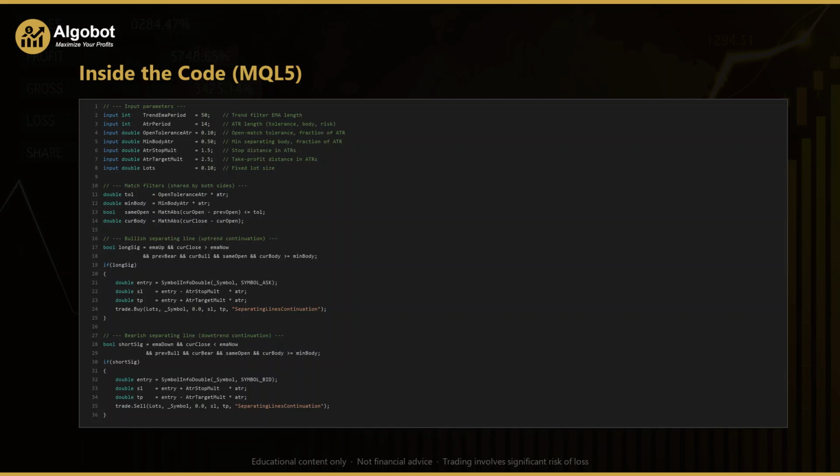The short block, short sig, is the mirror image. The average is falling, the close is below it, the prior candle was bullish, the current candle is bearish, the opens still match, and the body still clears the minimum. Here the code reads the bid price, places the stop above entry, the take profit below, and calls trade.sell. Both orders carry the same comment tag, so you can identify them on the chart. That's the entire decision in a handful of lines.